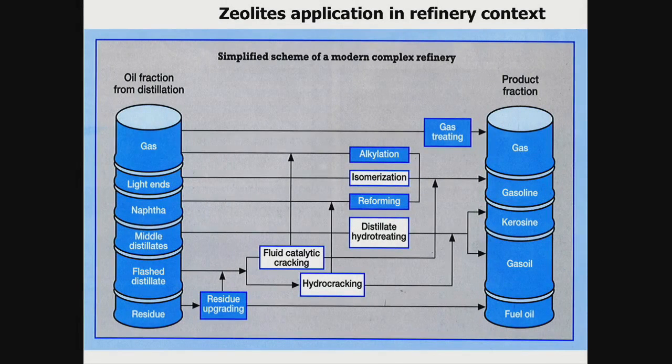So, I don't know why the animation's gone completely mad, this. Isomerization is key because you're making more RON. The alkylation, the gas treatment, the reforming, and the residue cracking don't generally use zeolites, but guess what? For your information, I've got PhD students working on alkylation, isomerization, hydrotreating, fluid catalytic cracking, and hydrocracking. I've got 6 PhDs, and that's 5 of them.